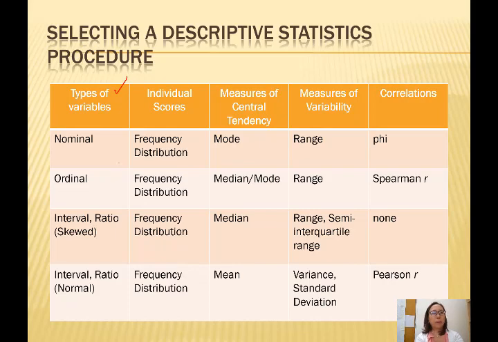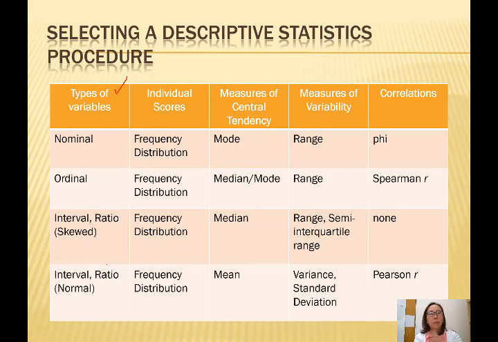types of variables: nominal, ordinal, interval, ratio, listed twice, once in the case that the data is skewed and once in the case the data is normal. Now, we haven't talked about skewed or normal distribution, but we did talk about different types of variables in the previous lesson.